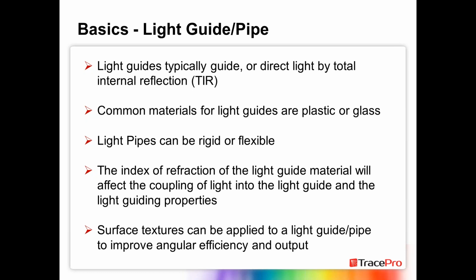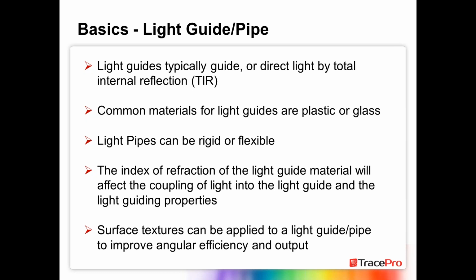The index of refraction, which is how much light is going to be diverted or refracted in a light guide material, depends on what kind of material we're using. But most of the time for plastics, or even for glass, we're talking about an index of refraction of 1.5, which means our critical angle is going to be about 42 degrees in the visible.